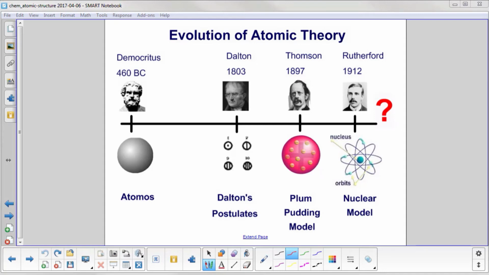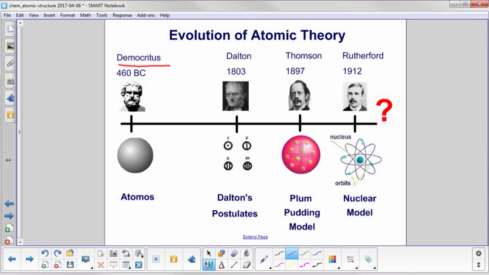Let's start with a quick 2,000-year history of atomic theory. Democritus, back in 460 BC, came up with the theory that all things were made of atoms, which were indivisible, and between the atoms was empty space, and they would hook together with various hooks, ball and socket joints, etc. And the key thing was all atoms were different.